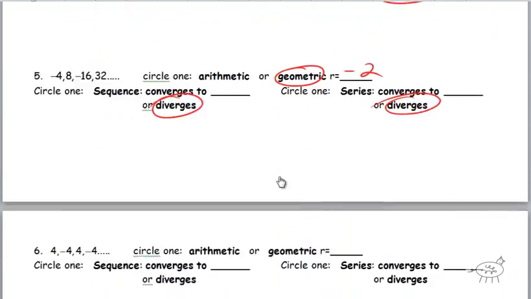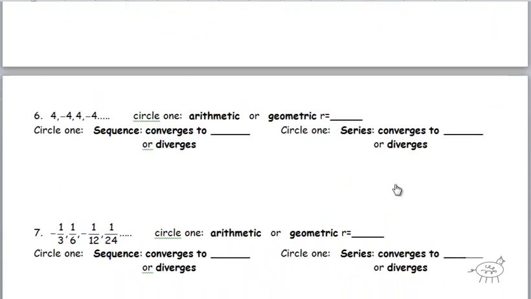Okay. All right. Number 6: if I divide, I can see that r is equal to -1. It's geometric. And what's that going to? Well, you can see the sequence is 4, -4, 4, -4, 4, -4. So it's going to diverge because it's really DNE, the limit as n goes to infinity, right? And of course, what's going on with the series? Well, 4 minus 4 plus 4 minus 4 plus 4. So it's going to go 4, to 0, back to 4, back to 0, 4, 0. So it's also going to diverge.